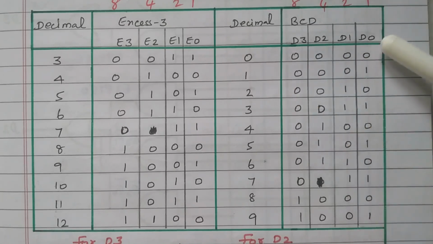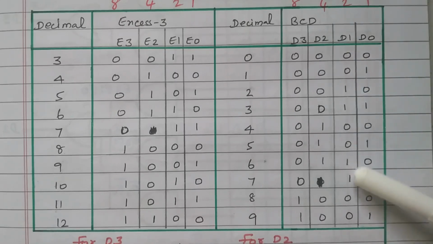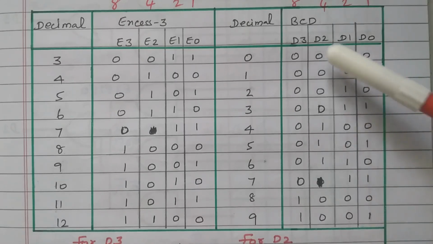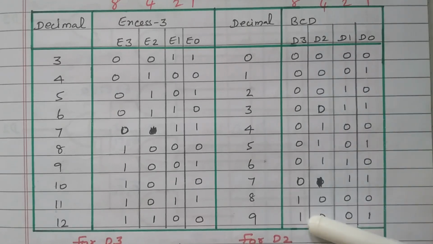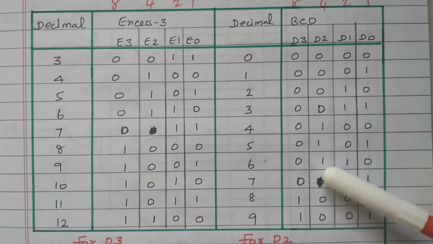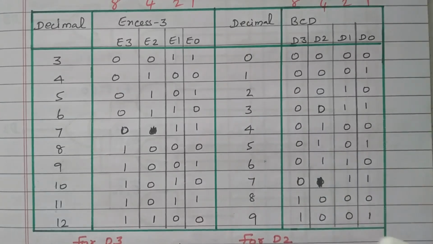Right? See this, in D0, 1, 2, 3, 4, 5 ones are available. In D1, 1, 2, 3, 4 ones are available. In D2, 1, 2, 3 ones are available. In D3, 2 ones are available. So 2 ones, 3 ones, 4 ones and 5 ones, right? Keep on increasing. These values we need to plot in the K-map. Now we'll go to the K-map.